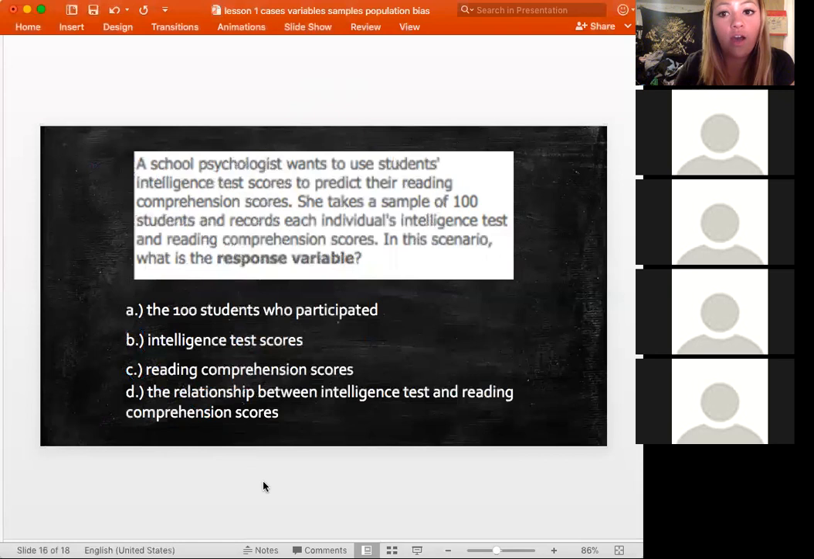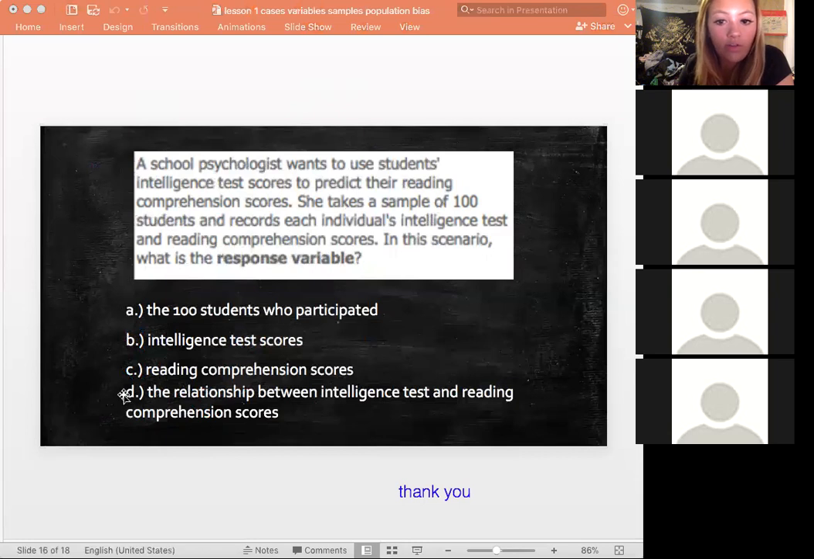Okay, so another one. A school psychologist wants to use students' intelligence test scores to predict their reading comprehension scores. She takes a sample of 100 students and records each individual's intelligence test and reading comprehension scores. In this scenario, what is the response variable here? So read through these. Let me know what you think. That's bothering me that there's not a space between C and D. Please ignore that, and we will go over it together.